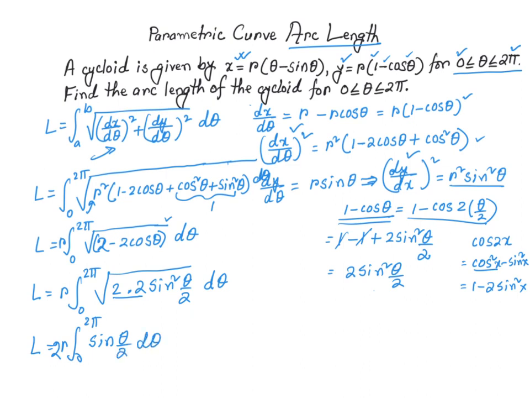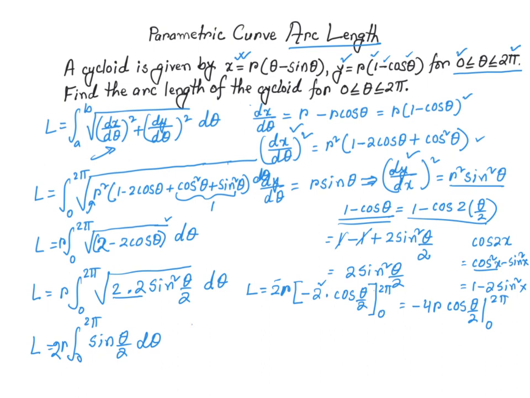Now the integral of sine of theta over 2. So let's go ahead and write it out. L is equal to 2r times the integral of sine of theta over 2. By the way, that is going to be negative 2 times cosine of theta over 2. And this is evaluated from 0 to 2 pi. If I simplify it a little further, I'm going to get this 2 times 2, 4. So it's going to be negative 4r times cosine of theta over 2 evaluated from 0 to 2 pi.